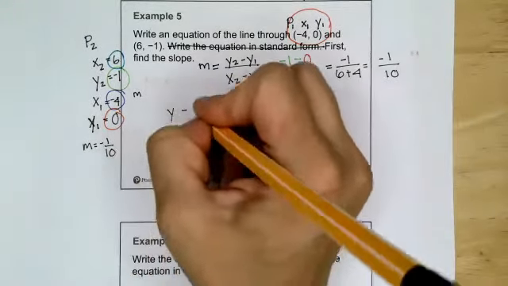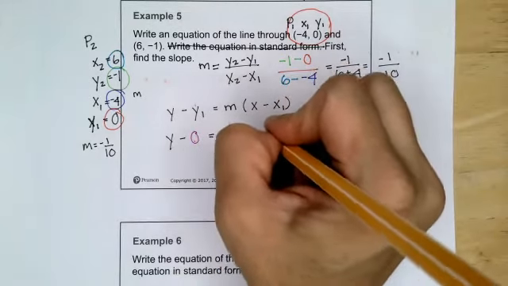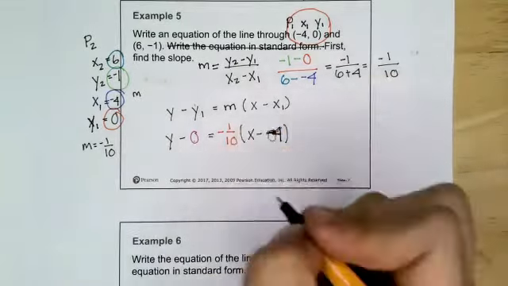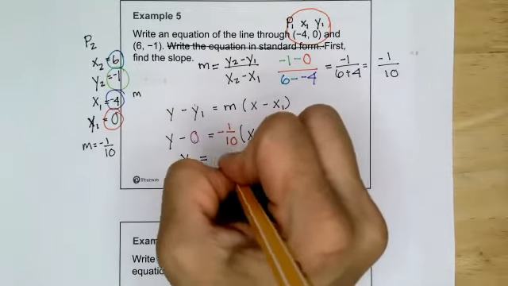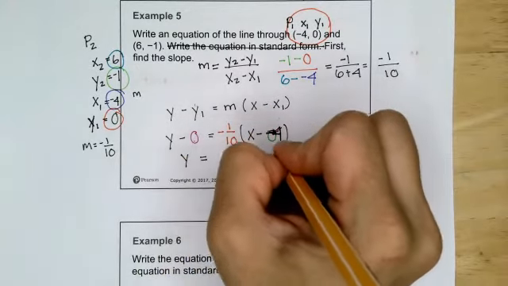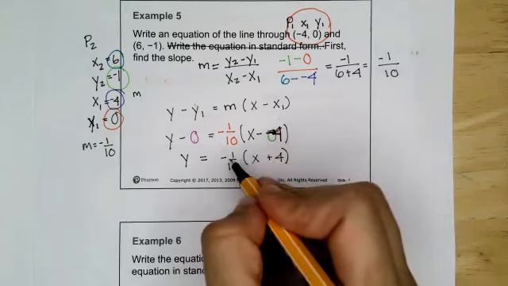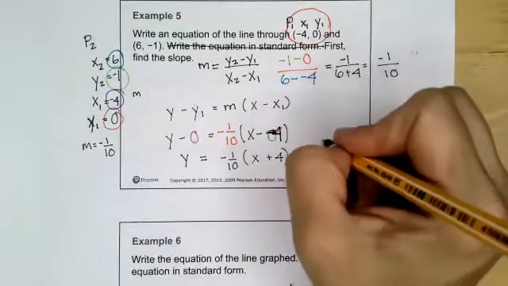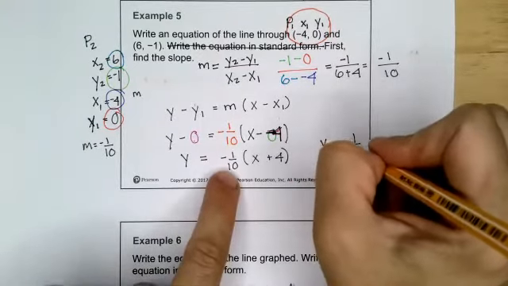Y minus y1 equals m times x minus, not 0, -4. Close the parentheses. Y minus 0 remains y, -1/10 x plus 4, right? This looks difficult to distribute. It's not super bad, okay? Y equals -1/10 x. You can just call -1/10 x.